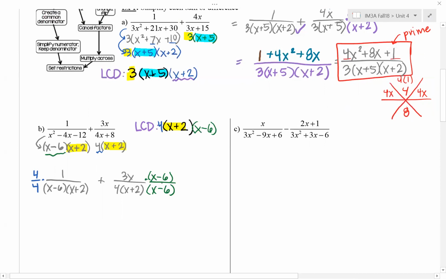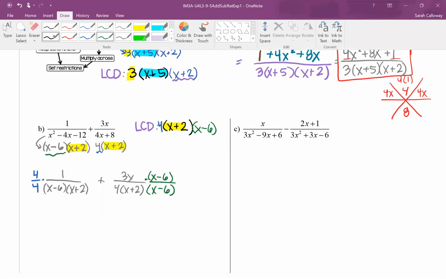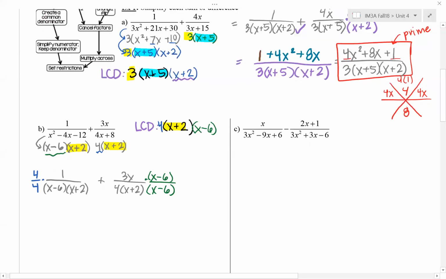Remember that the whole point of this is to make it look the same while not really changing the value, because (x minus 6) over (x minus 6) really is 1. And so we're just trying to change the way it looks without changing its actual value.